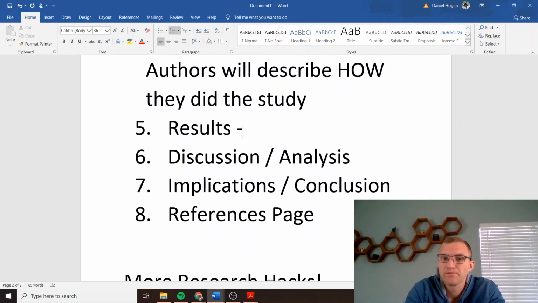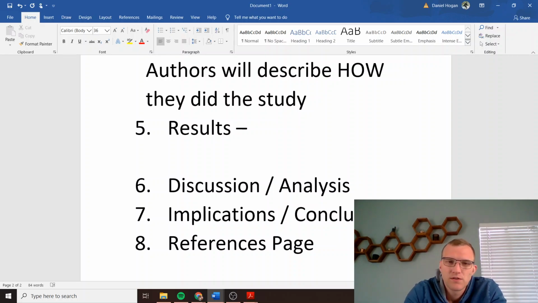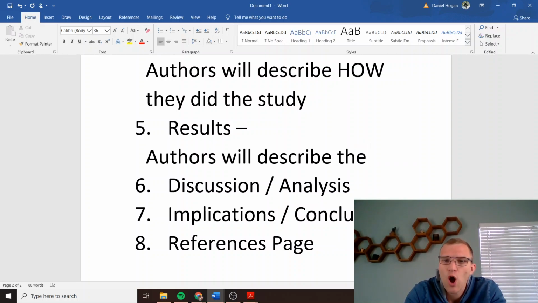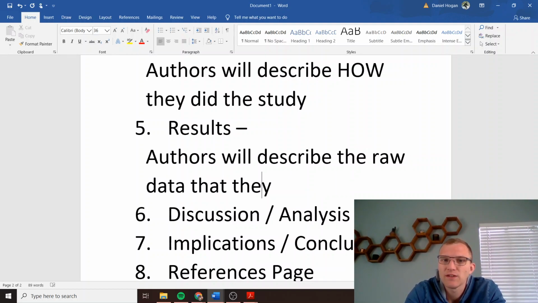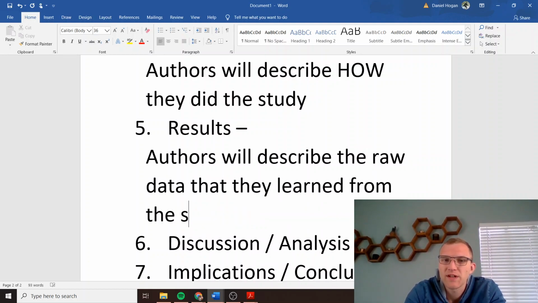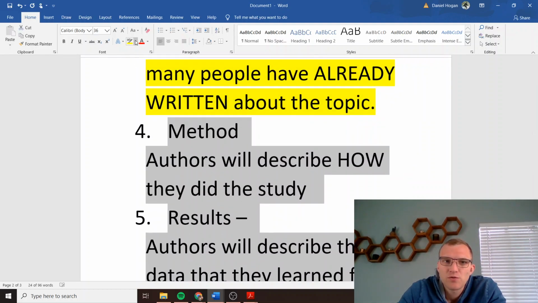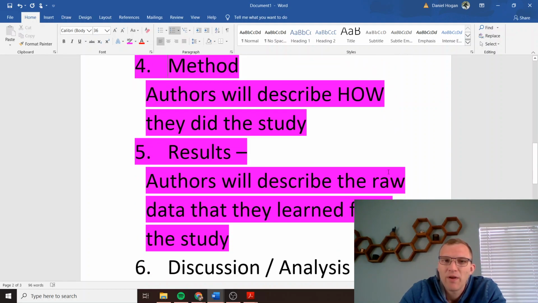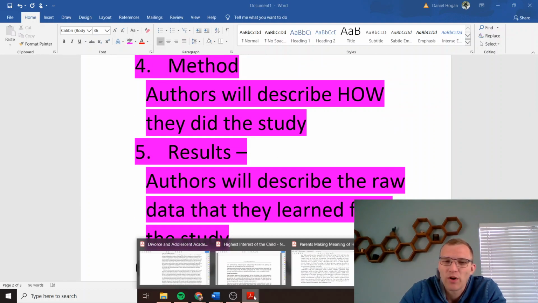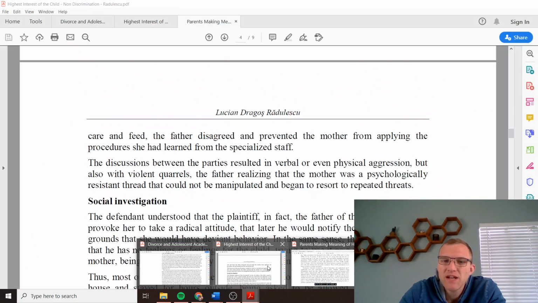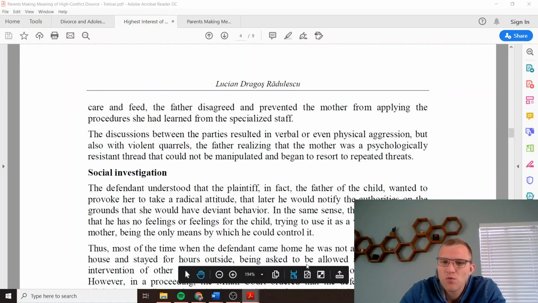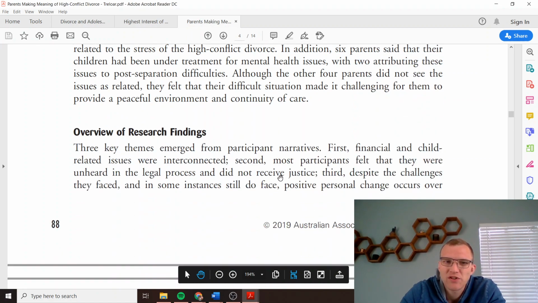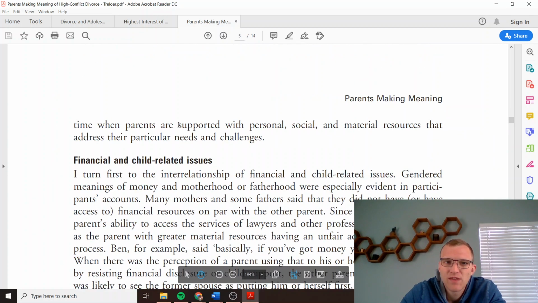Next is results. Oh my gosh, the dogs. So the results is where authors will describe the raw data that they learned from the study. Both of these parts, I'm going to throw a red light, or a pink light, on. They're not that important, because sometimes it's really technical and you aren't going to really be able to understand that much from it. So it's going to say over research findings.